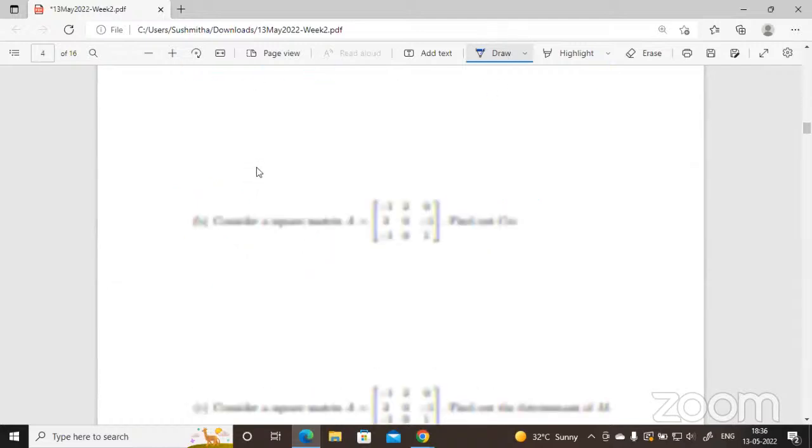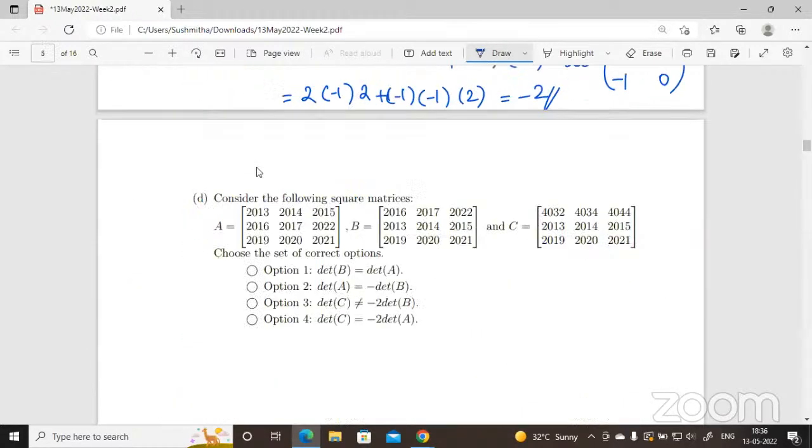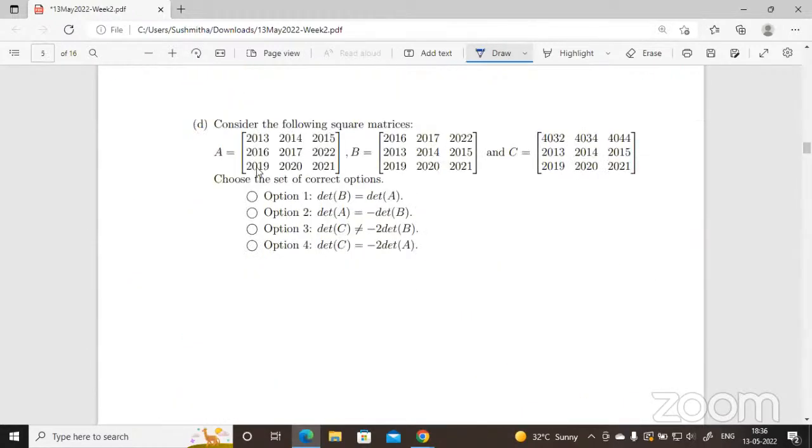Before going to the activity, we will do this problem. There was an error in the portal, right? One of the options was right, but it wasn't showing on the portal.